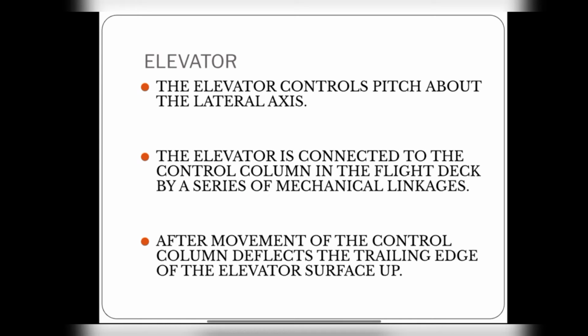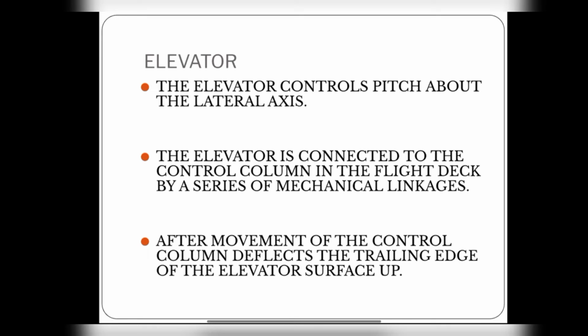The elevator controls the pitch about the lateral axis. The elevator is connected to the control column in the flight deck by a series of mechanical linkages. After movement of the control column, it deflects the trailing edge of the elevator surface up.